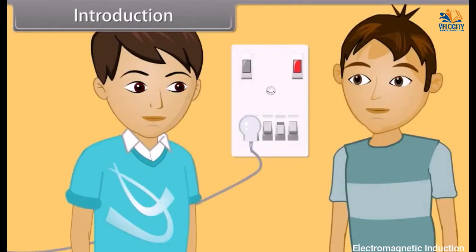Then Dev said to Mohan that when you switch on the bulb, it doesn't glow instantly. And also, when you switch off the bulb, it doesn't diminish instantly. What is the reason behind that? Mohan told him that it is due to the induction of current.